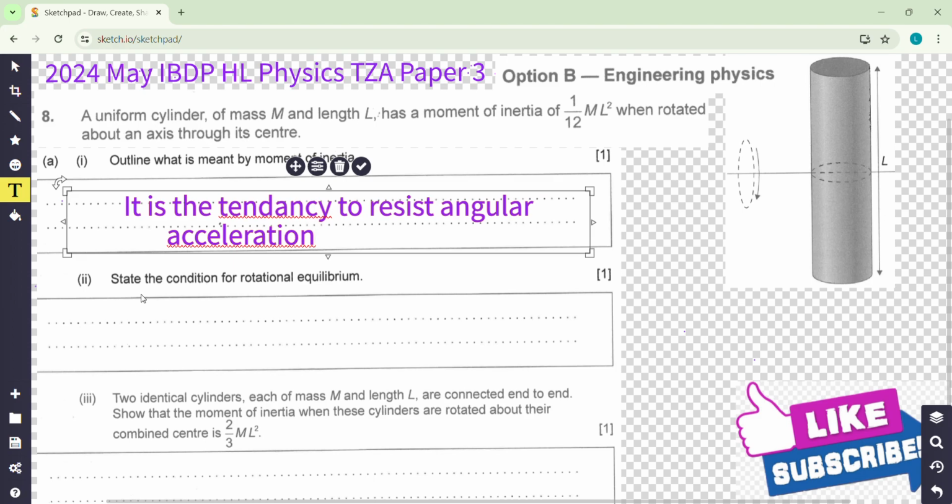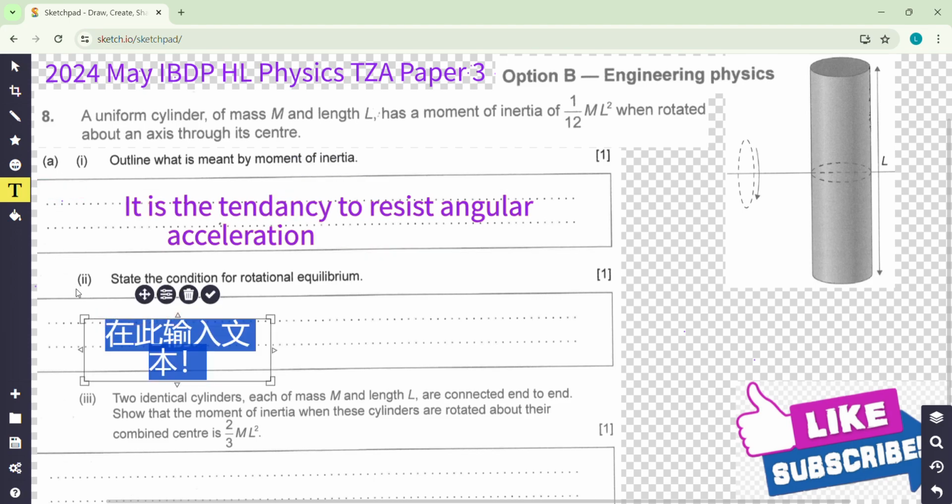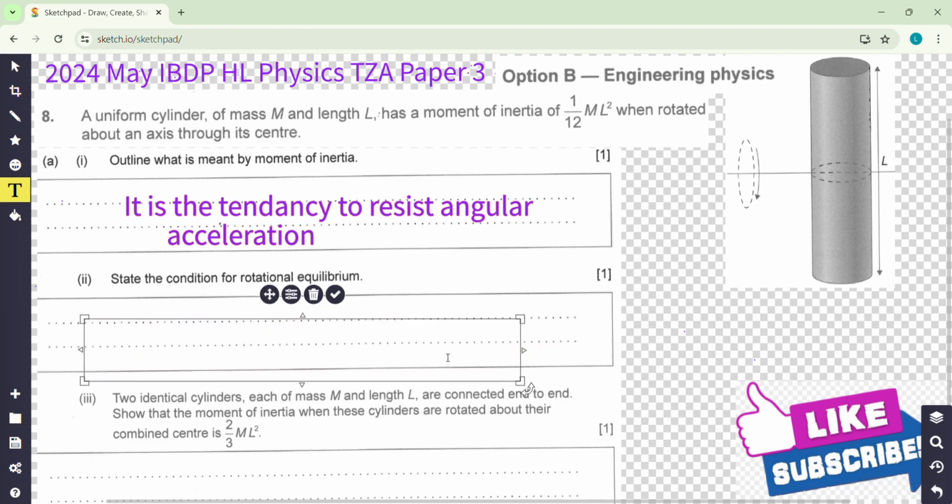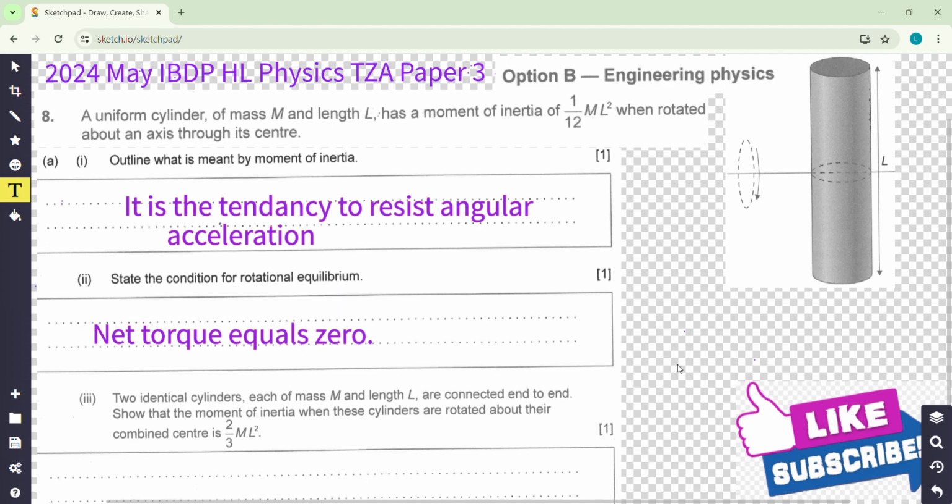And then state the condition for rotational equilibrium. You remember there are two conditions for equilibrium. One is translational, one is rotational. Remember, answer it in a technical way. So what is the requirement? Not moment, we have to say torque. Net torque equals 0. Very similar to translational equilibrium, net force equals 0. So say that, it is enough.